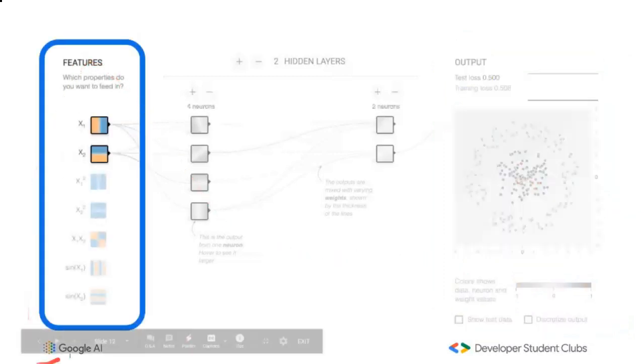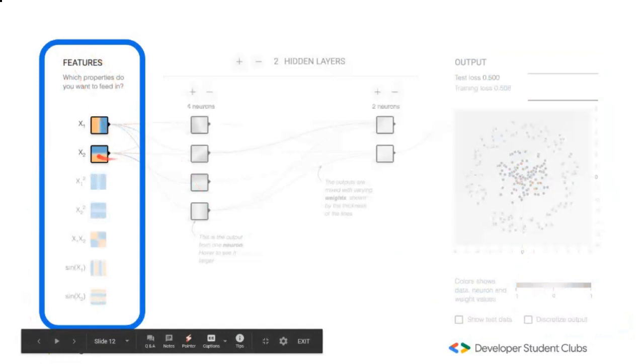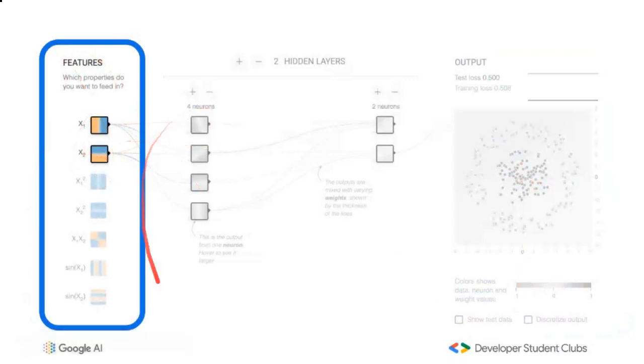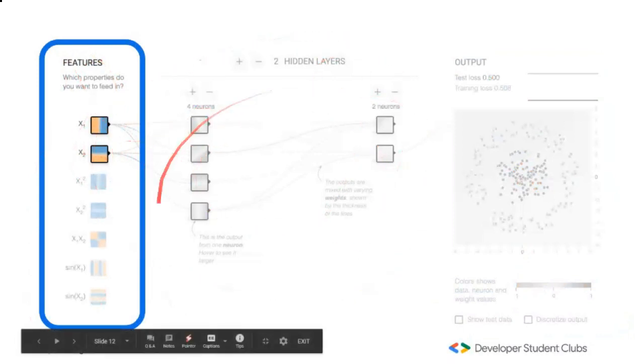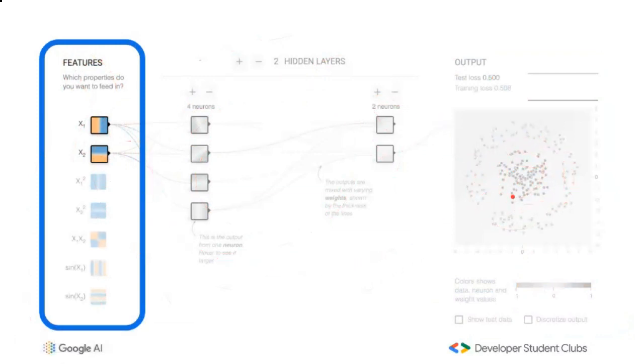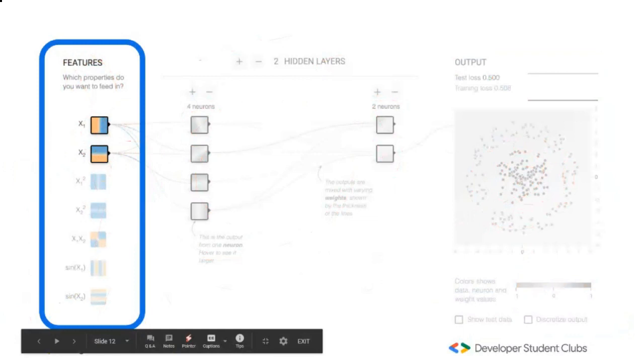So these are the inputs. We call them features. What properties do you want to feed into the neurons or the mathematical function so that you get the required circle as an output? On your left, you can see features. In the TensorFlow Playground, these are simply mathematical functions like vertical or horizontal lines and their combinations.